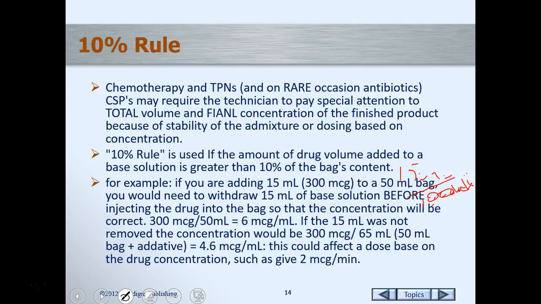So if the patient was supposed to receive 1 microgram per minute, we would be able to convert the minutes to milliliters. If the 15 milliliters was not removed, the concentration would end up being 300 micrograms in 65 milliliters. So that would give us a concentration of 4.6 micrograms. So that could have an effect on the dose if we're giving it according to micrograms per minute.